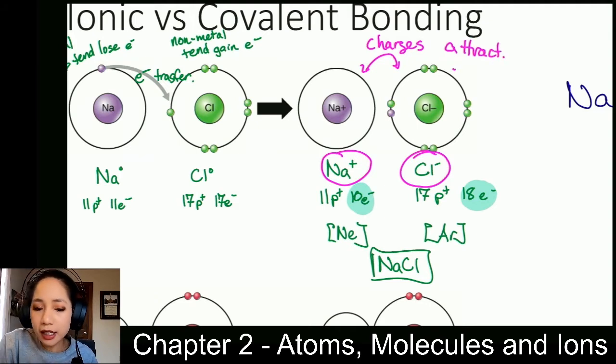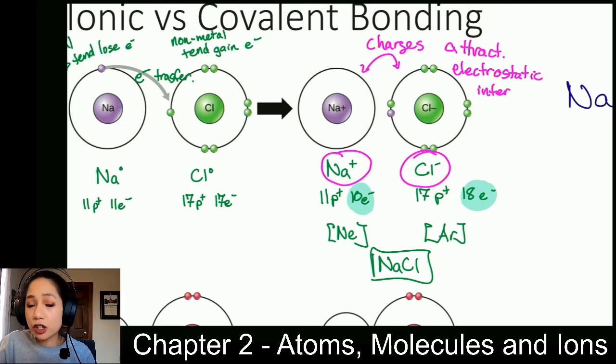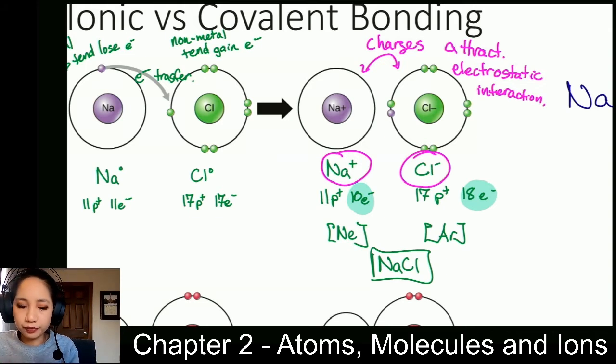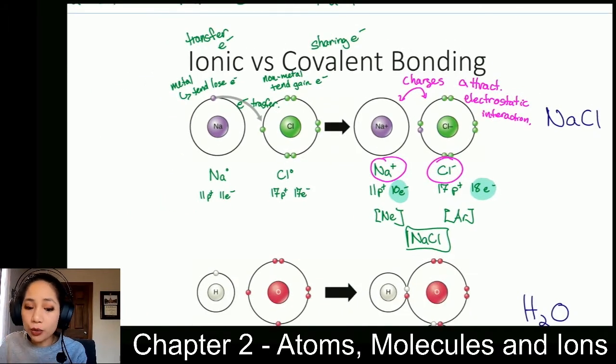And what we call that is electrostatic interactions. Electrostatic just means charges. So we have opposite charges coming together and being attracted to one another. That is the force I'm talking about that's holding it together. Okay, so not only are the cation and anion stable because they're in a noble gas configuration, but they also form and stay together because of those electrostatic interactions holding that ionic bond together. All right, so that is an ionic bond between a metal and a nonmetal.